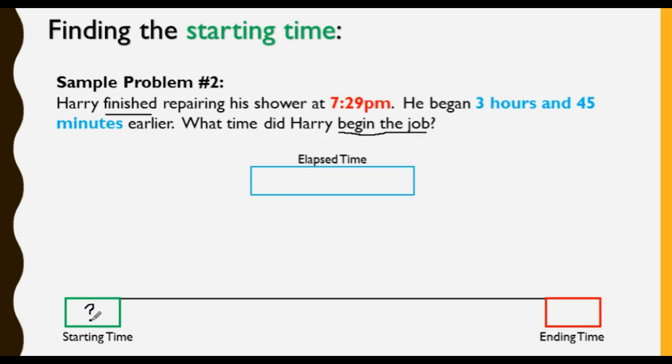So we know that he finished his repair job at 7:29. We don't know what time he started, but we do know that he began 3 hours and 45 minutes earlier. So that is how long it took him. 3 hours. Can you guess how many mountains we're going to be creating? And 45 minutes. That's how long it took him. Okay, now this time we're going to start down here at the ending time. And we're going to go backwards on our timeline all the way to the starting time, okay?